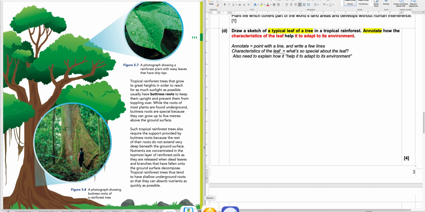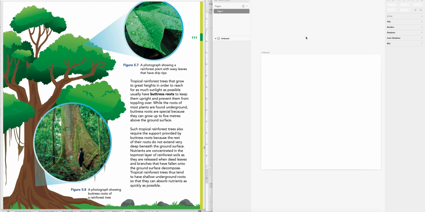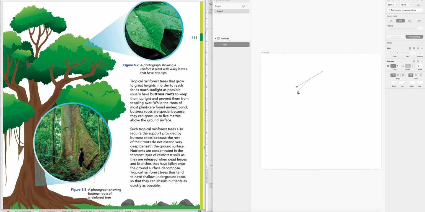So I not only must point out what's so special, I must also point out how it adapts to the environment. For geography it's very simple, we don't need to draw shadings and whatsoever, we just need to draw the shape. Let me just show you an example.